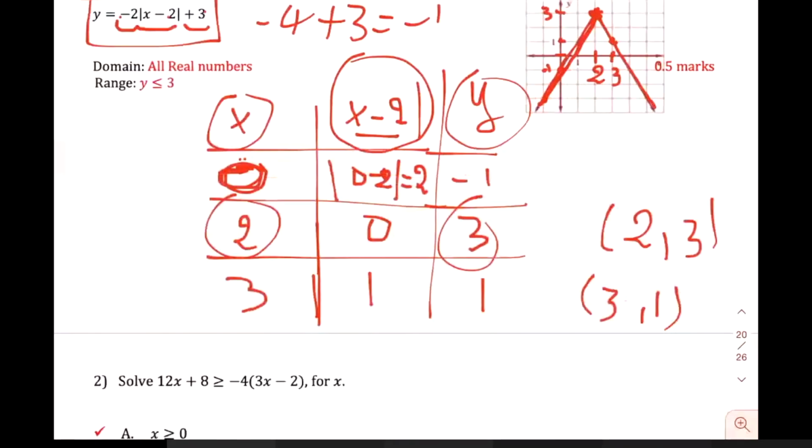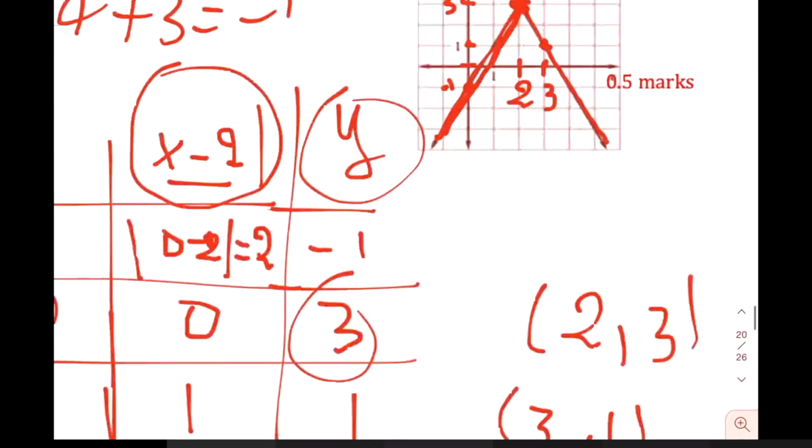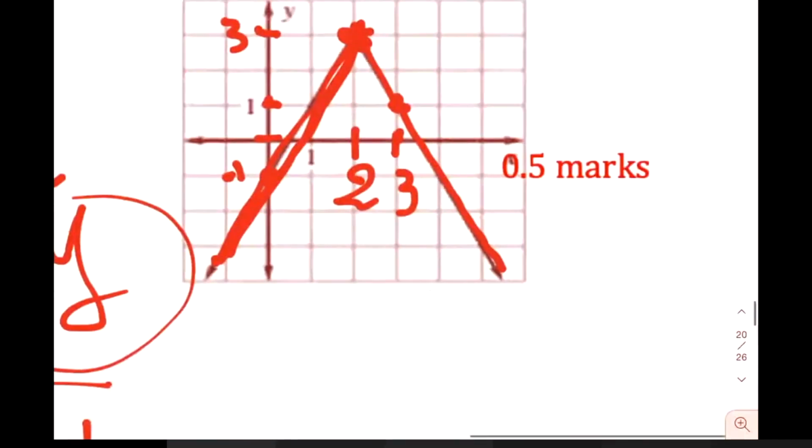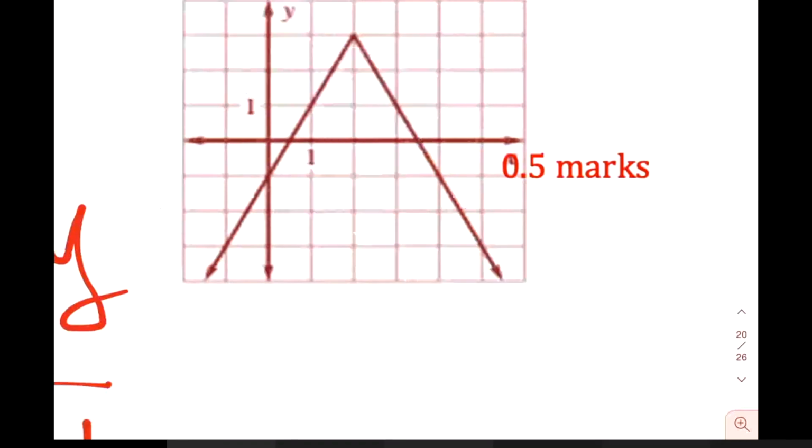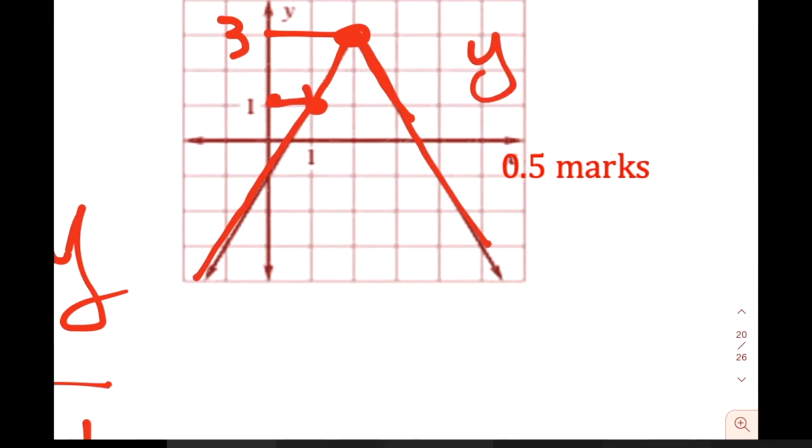What is the range? The range are all the values of y. As you can see in your graph, you can see that the y for any point on the graph, let me delete so you can understand. Okay. As you can see, the top value for y is 3. Anything else is below 3. If you take any point, you find it less than 3. And that's why y is less than or equal to 3. Okay. Any question?